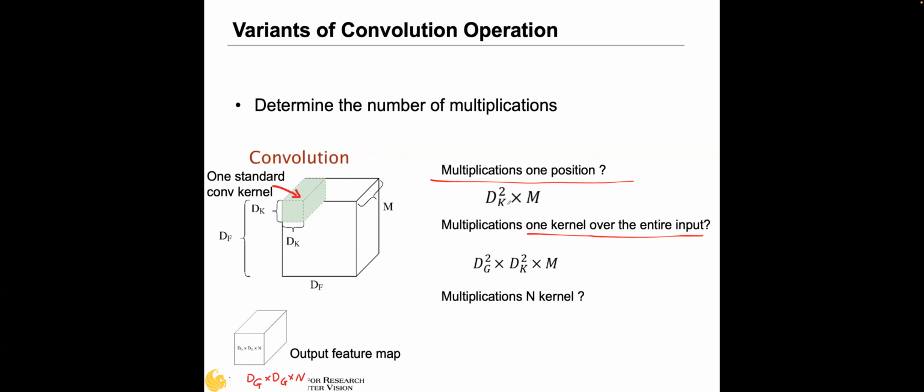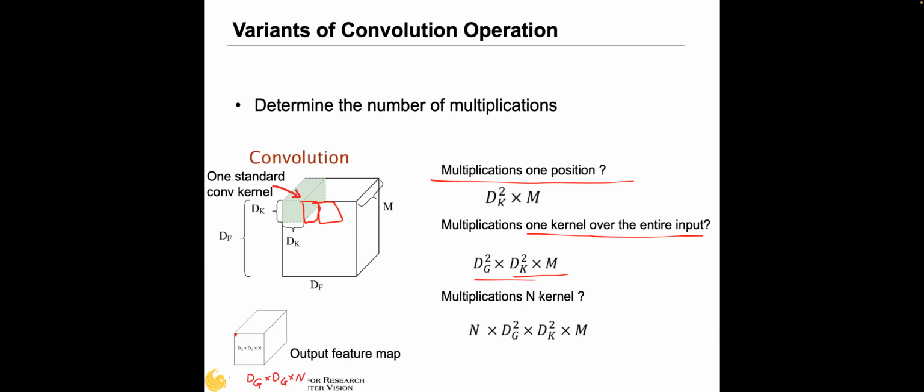Oh, never mind. One position is dk squared times m, right? I mentioned one kernel over the entire input, so we have to slide to the next position. One position generates one output value in the output feature map. Look at what's the size of the output feature map. It's dg by dg, which means we slide dg squared positions. So we have dg squared times dk squared times m multiplications for one kernel over the entire input, okay?